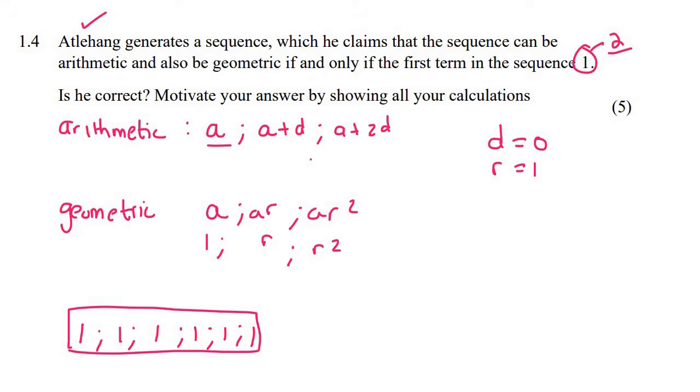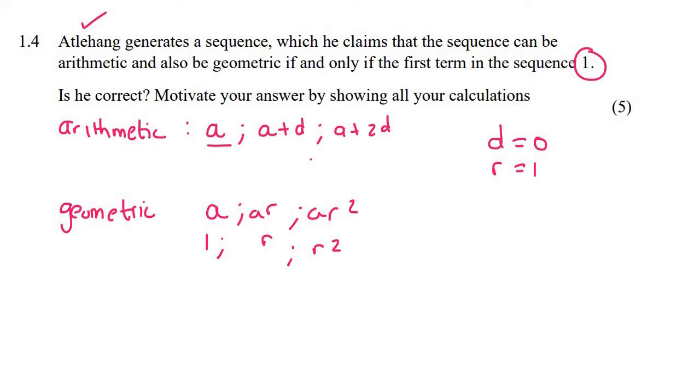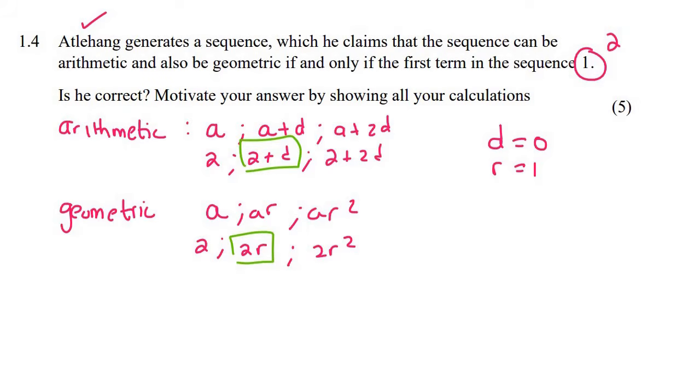So everything looks okay. But what if the first term is 2 instead? Then it's going to be 2 plus d, 2 plus 2d. And for the geometric, it'll be 2r and 2r squared. So once again, these two parts are the same, and secondly, these two parts are the same as well. So we can make equations. We can say 2 plus d is equal to 2r, and then over here I'll say 2 plus 2d equals 2r squared.